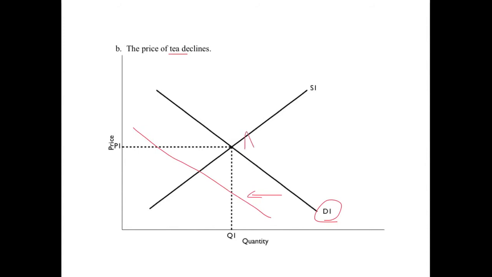And our equilibrium moves from A to B. New equilibrium price P2, new equilibrium quantity Q2. And so we see from the diagram that price of coffee falls and the quantity of coffee falls.